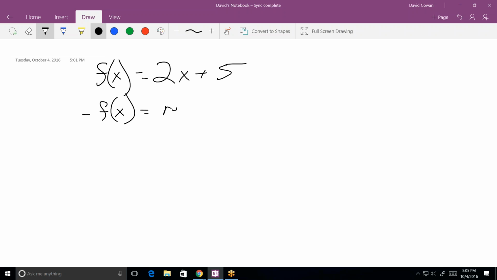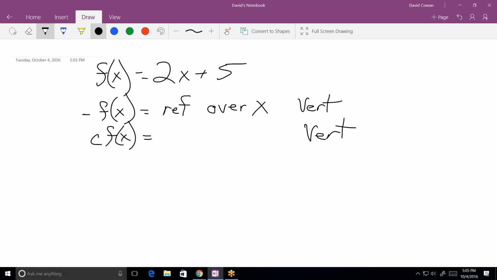Okay, there's 6 things you can do when you're doing these things. Oh yeah, it's a reflection over the x-axis, which is a vertical reflection. Keep that in mind. If I have some c times f of x, that's also vertical. It is either a stretching or a shrinking.